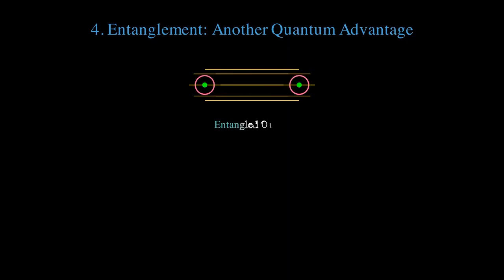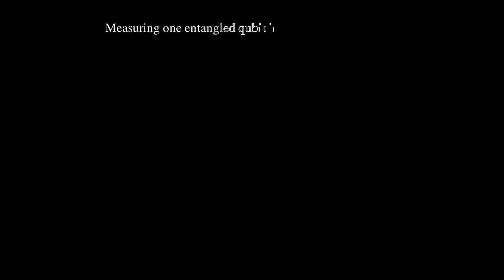Quantum entanglement creates correlations impossible in classical systems. Entangled qubits become correlated so that measuring one instantly affects the other, no matter the distance between them. When qubits are entangled, measuring one immediately determines the state of the other, creating powerful correlations. A simple entangled state is 1 over square root of 2 times the sum of state 0, 0 and state 1, 1.